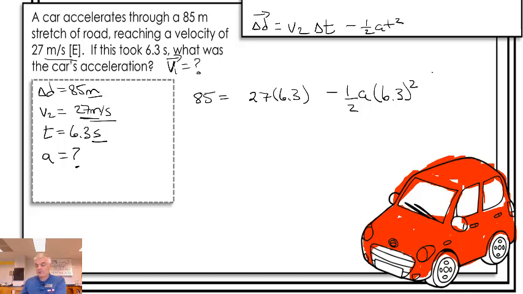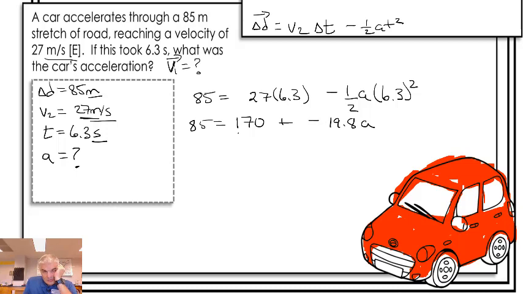So let's get some terms. This is a calculator moment. Oh, that's my cell phone. I guess I could use it as a calculator. So 85 is equal to, I'm going to take 27 times 6.3, get 170, plus negative, 6.3 squared divided by 2. See how I did that? That's going to be negative 19.8 A.